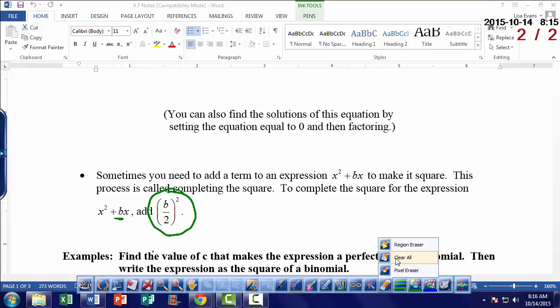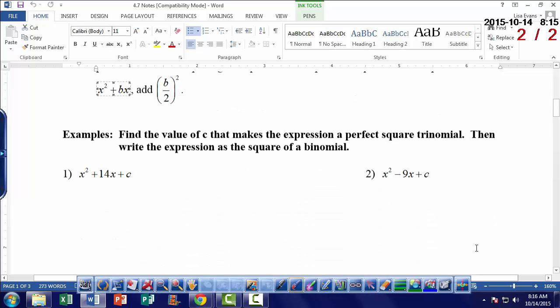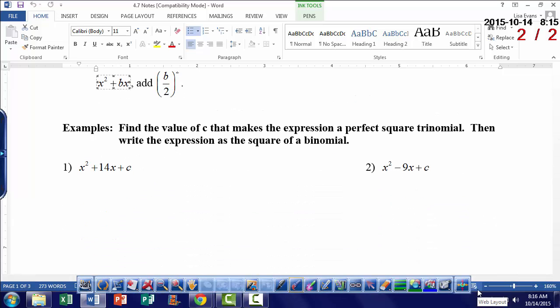So now we're going to practice finding the value that would make perfect square trinomials, and then we're going to write the expression as the square of a binomial. So this is just practice for when we are going to solve and write our equation in vertex form.